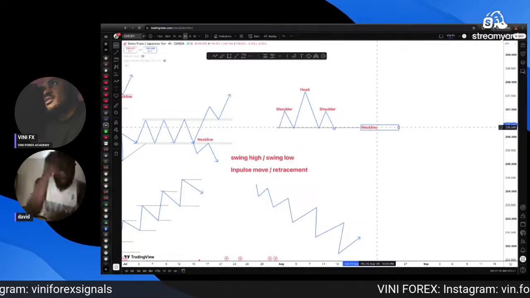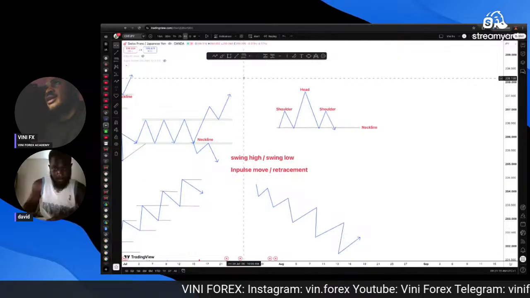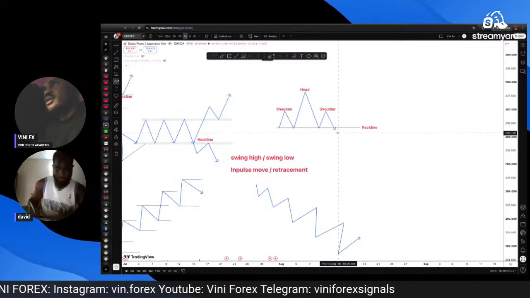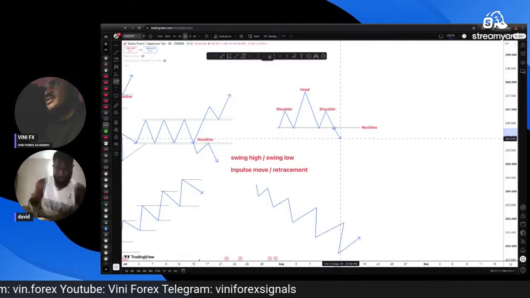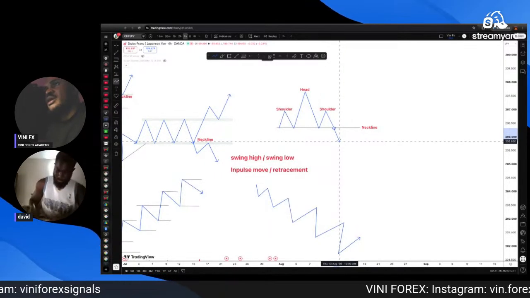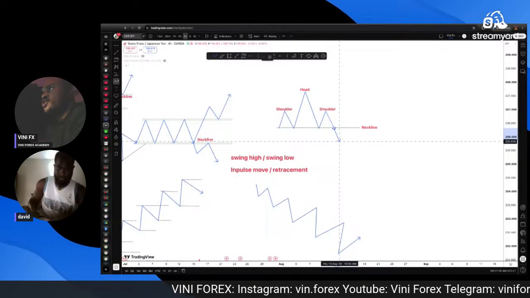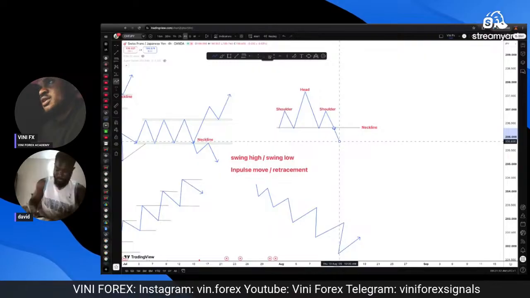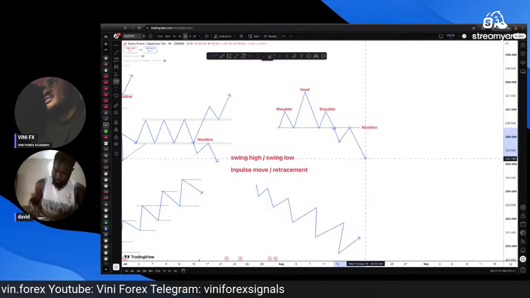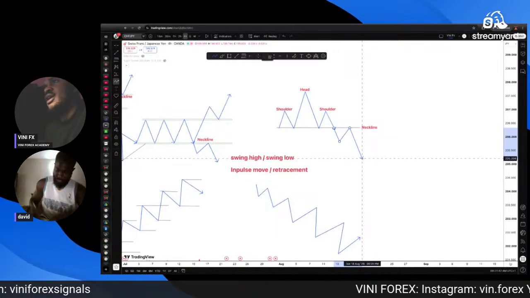The neckline. So what happens with the neckline? Once the price breaks below the neckline this way and goes down, you already know that the market is going to keep selling. But you should not join to sell. You should wait so that the price can come up to retest the neckline. Then you join for your sale.